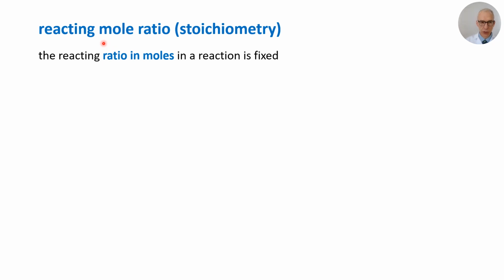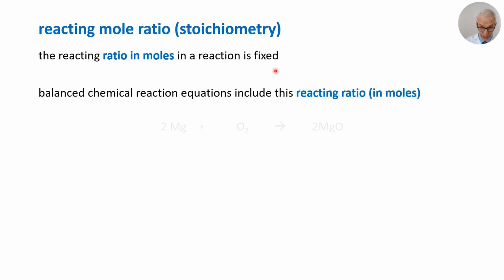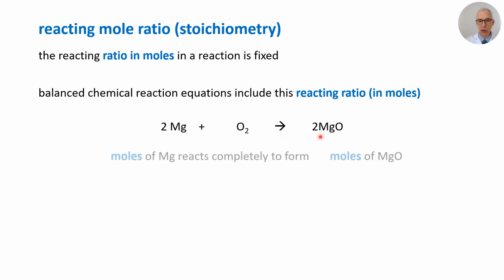So let's just review reacting mole ratio. The reacting ratio in moles in a chemical reaction is fixed. That is, in a balanced chemical reaction equation, 2 Mg plus 1 O2 goes to form 2 MgO. 2 magnesiums and 1 oxygen go to form 2 magnesium oxides. Can be thought of as stating that 2 moles of magnesium reacts completely to form 2 moles of magnesium oxide. This is a fixed ratio.